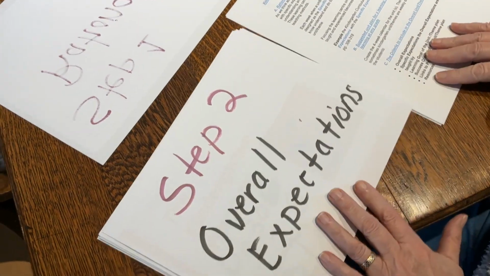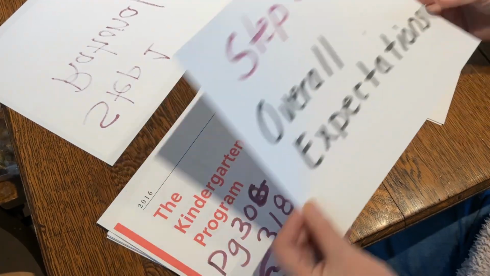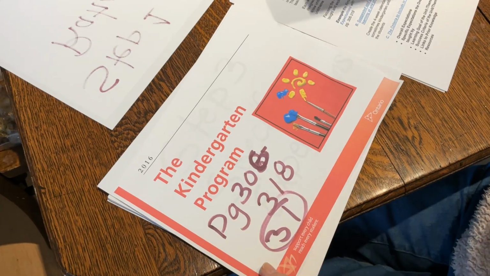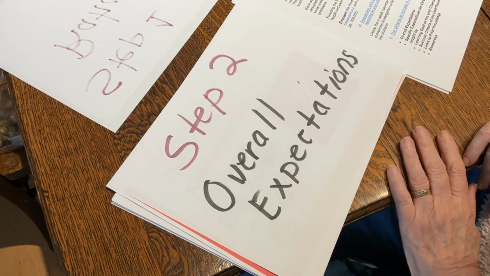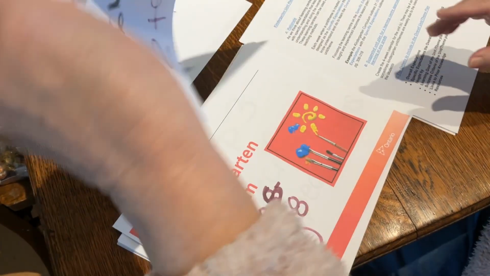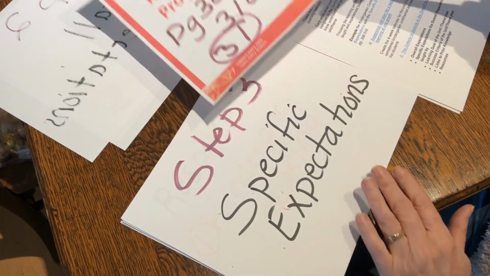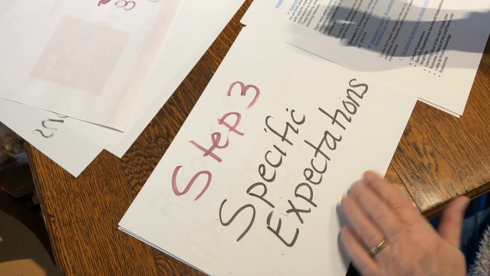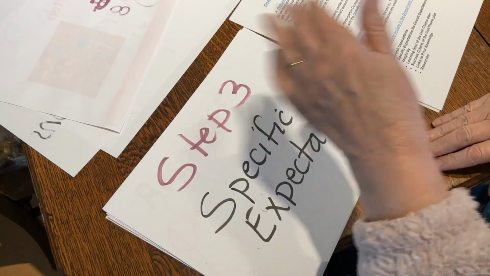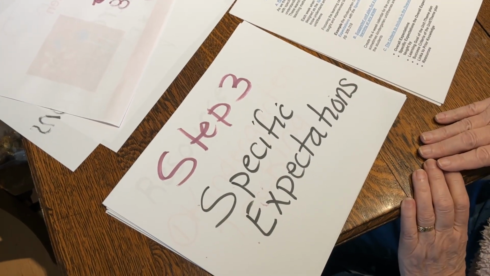So step two, you want to look at the kindergarten curriculum. Page 306 to 318, that's where you find all the overall expectations that you're going to plan the unit by. And you're going to think about the specific expectations, and a lot of the times you're doing specific expectations in each center that's going to lead the student up to completing the unit.